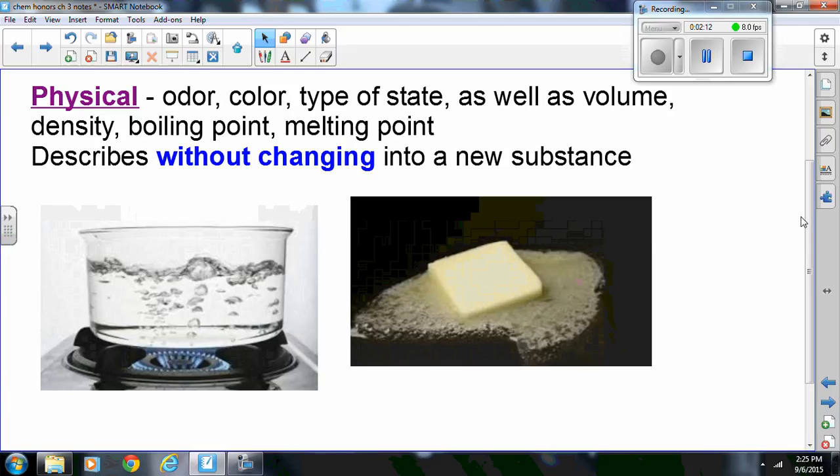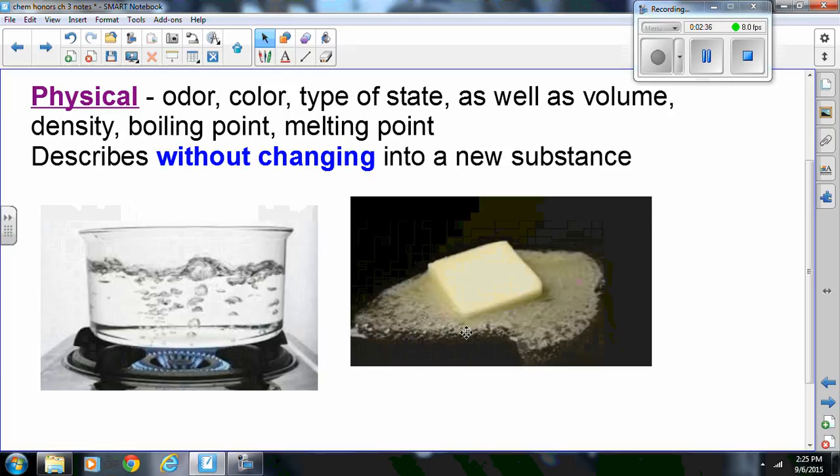Now you have to remember that these are all characteristics that describe matter without changing it into a new substance. And I specifically picked these two examples. You can see water is boiling in the left-hand picture. Now this is liquid water, you can see the bubbles, and it's eventually turning into a gas or vapor. But whether water is in a liquid form or its gas form, it is still water.